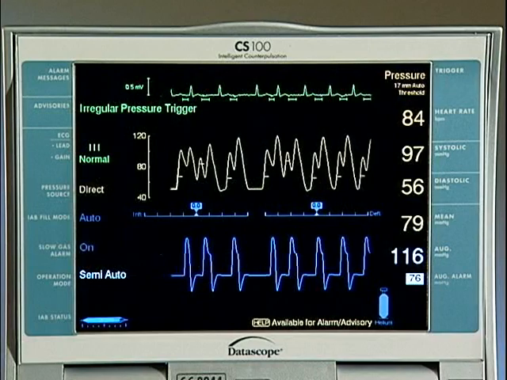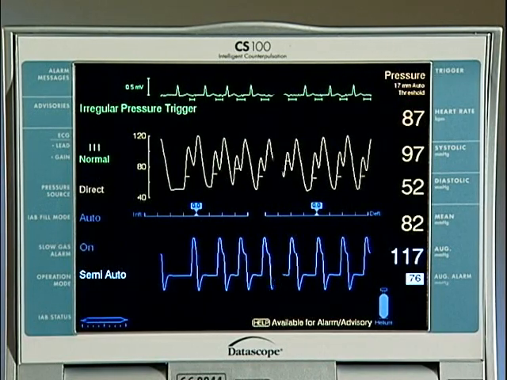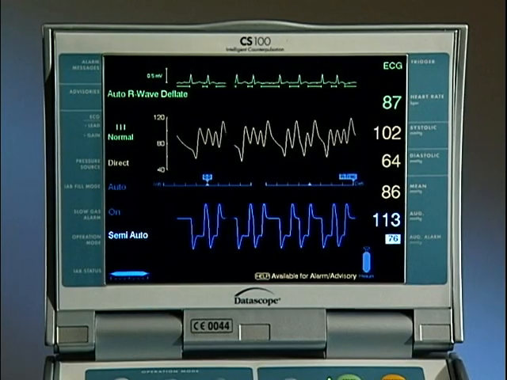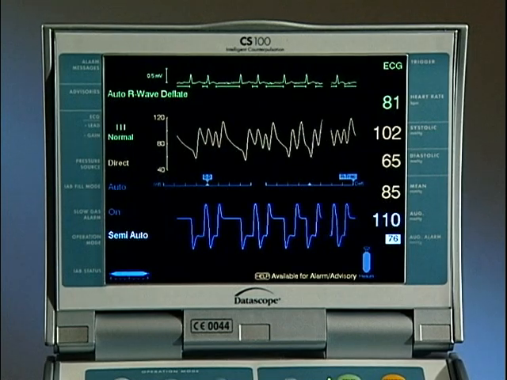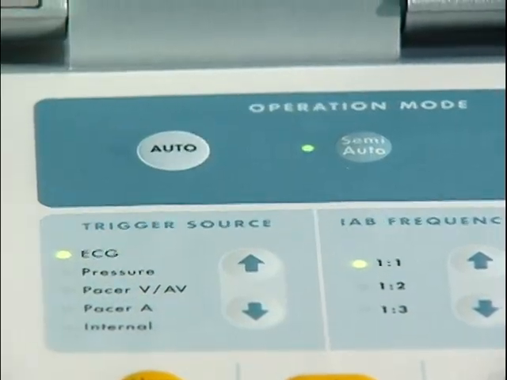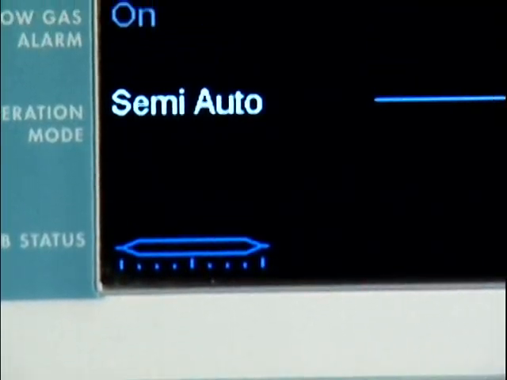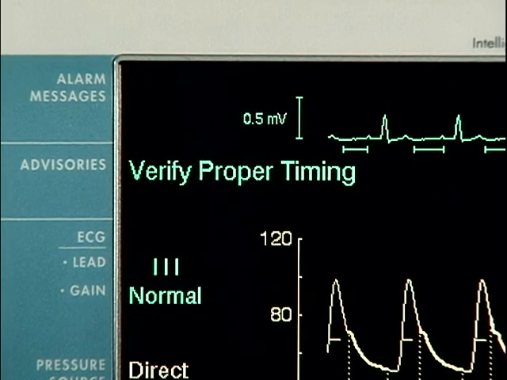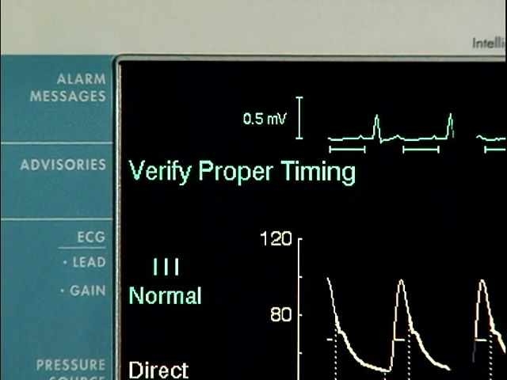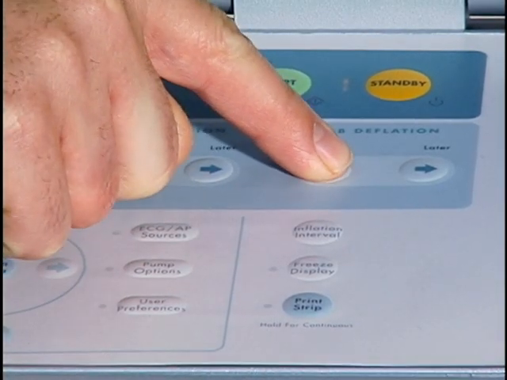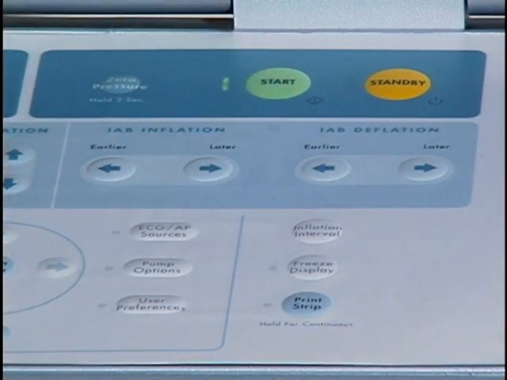The proper operator response to this alert, if the rhythm disturbance persists, is to consider using the ECG trigger mode for more reliable triggering. The last alert message to review in this program is Verify Proper Timing. This alert is caused when the operator actually switches the CS100 into the semi-auto operation mode, and as a result, the CS100 is asking for verification of the timing. If this alert appears, the operator should simply verify proper timing and adjust the inflation and deflation controls if necessary for optimal support. Then, press the Start key to resume pumping.